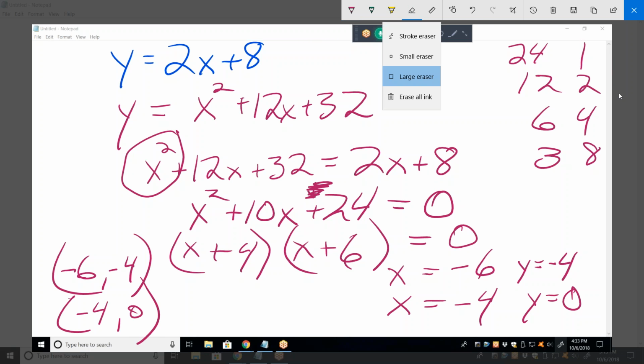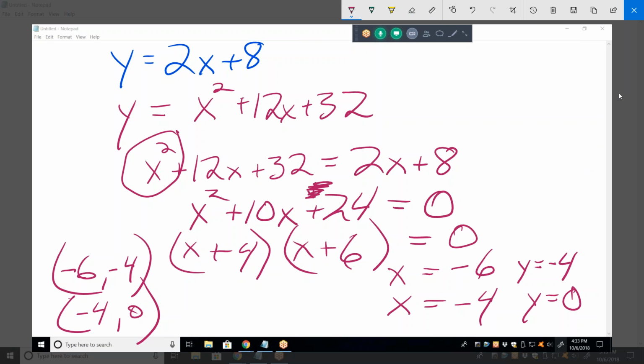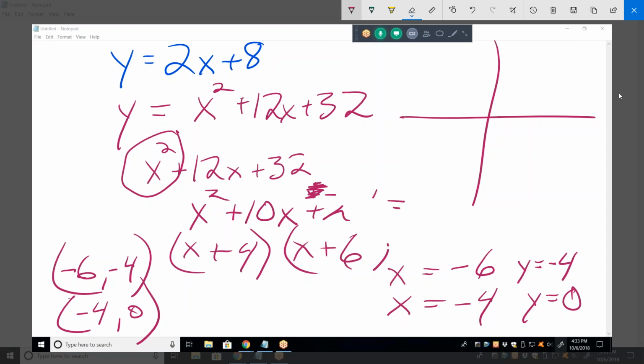So my parabola, I now know what that picture looks like a little bit better. I know that it's going to cross at -6 here. Let me erase a little bit more here. All right, so if I go to -6, -4, that's about right there. That's an intersection point. And if I go to -4, 0, that's an intersection. Whoops, hold it. -4, 0 is right there. Let me erase this one. Really going to confuse you.